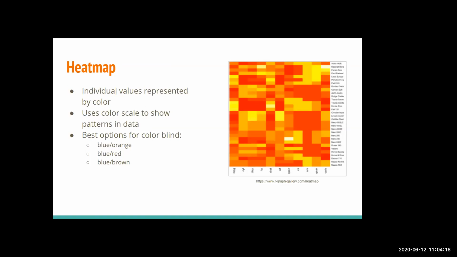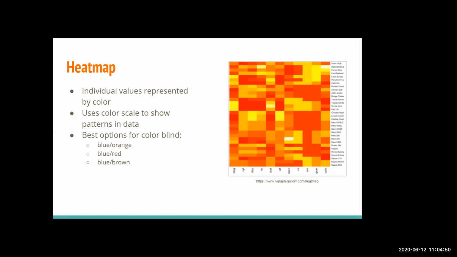All right, so the first visualization type that we are going to discuss today is the heat map. A heat map is used where the individual data values, so the values from your data set, are represented by color. The idea is that a color scale is used to help you see patterns in your data. The best color combinations for those who are colorblind are a blue-orange combination, a blue-red combination, or a blue-brown combination. So at this time, I'm going to switch over to Excel.